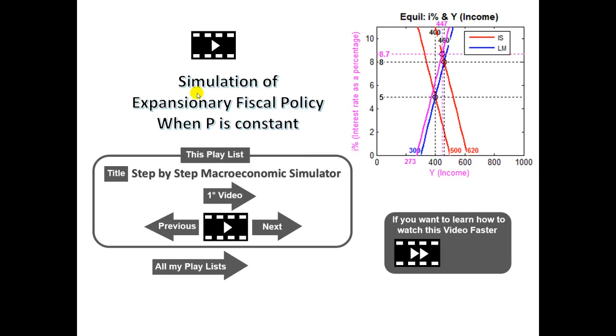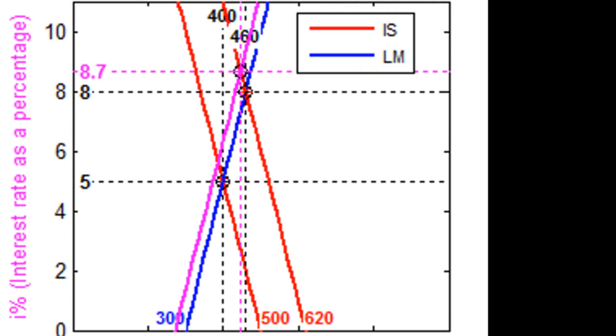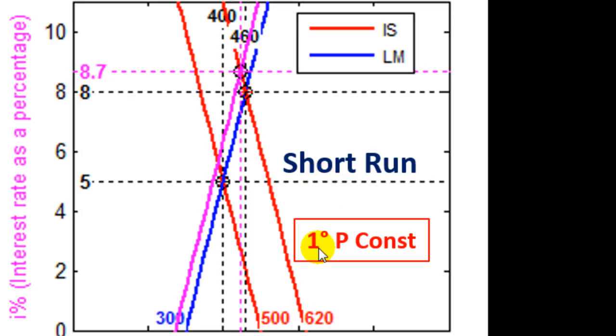Hello, in this video we are going to see a simulation of expansionary fiscal policy when the price level is constant. Similar to the case of monetary policy that we have seen before, in the short run there are two effects. The first effect, when the price level is constant, is a shift of the IS curve. We are going to see soon why. From here to here, and then the equilibrium will pass from this point to this point right here. This is the first effect.